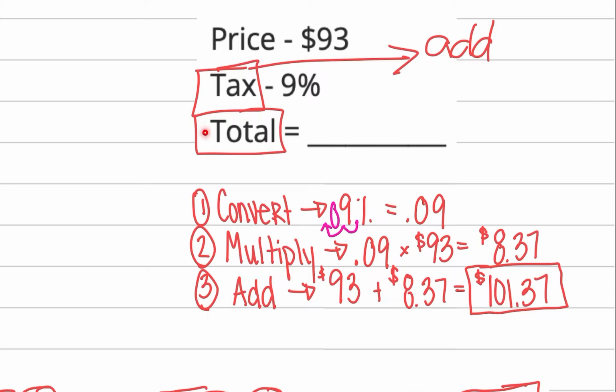We want to know the new total, so we have to add that on. When we add $93 plus the tax, $8.37, our new total is $101.37. The biggest mistake here is that a lot of people weren't changing this 9% to the right decimal. Remember, we have to move it twice no matter what, and a lot of people were getting 0.9 as the decimal instead of 0.09. So just be careful there.